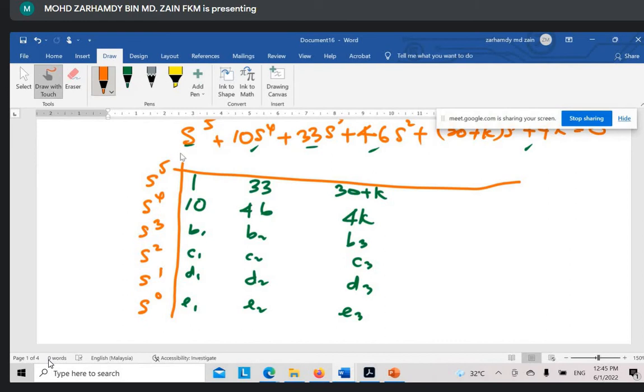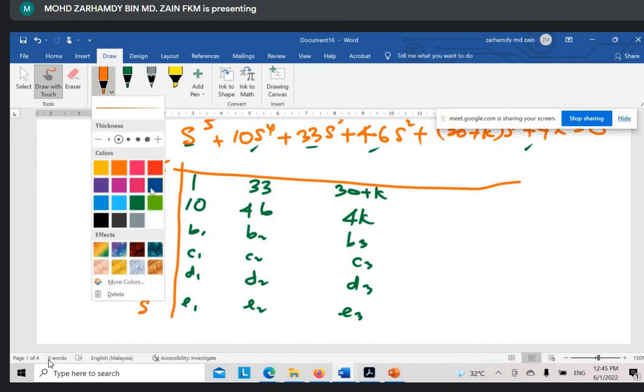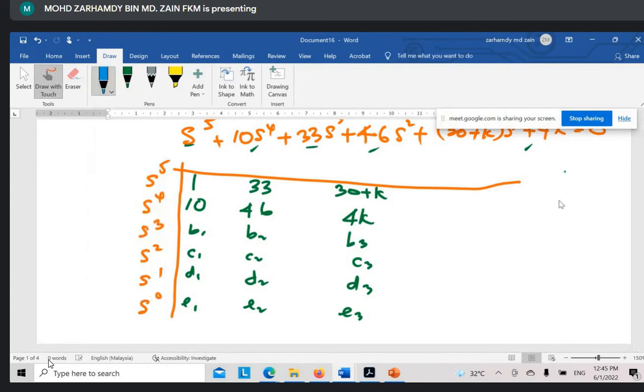Siapa tadi? Siapa yang share tadi? Siapa girl tu, perempuan? Siapa tadi? Nur apa? Saya Doktor. Ya, siapa? Nurin. Nurin, okey.